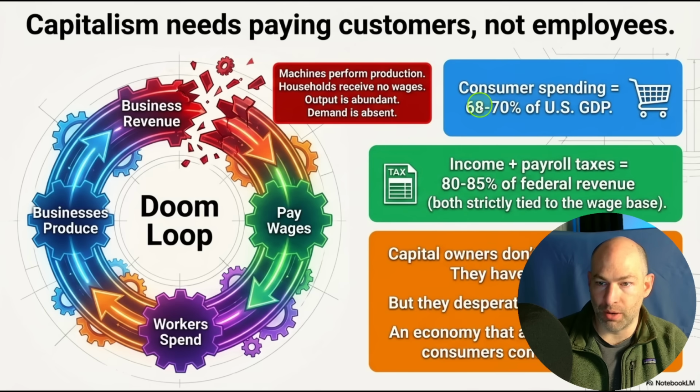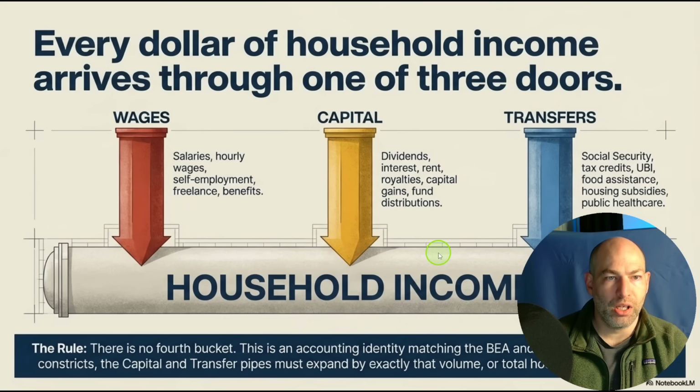Consumer spending drives about 70% of GDP, and income and payroll taxes account for 80 to 85% of federal revenue. So the entire system, whether you are a citizen, an elite or a billionaire, or the government, is predicated on wage labor and wage taxes. The capital owners don't need employees, they have machines, but they desperately need customers. An economy that automates away its consumers commits fiscal suicide. So that's where we're at.